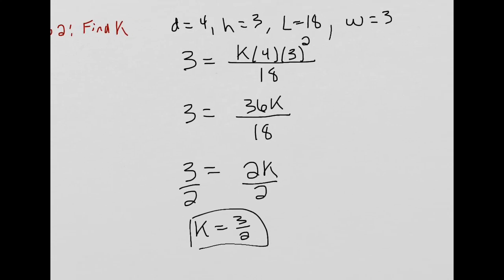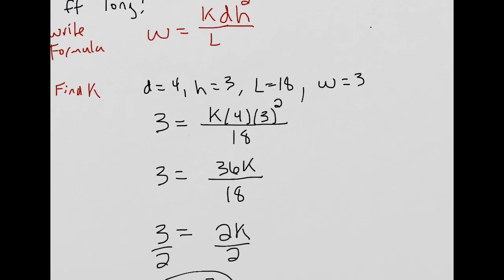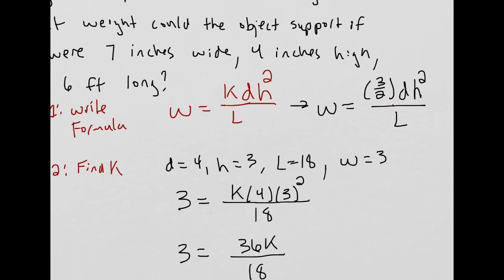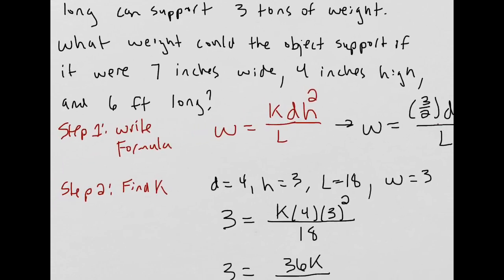Okay, what that means is if I go back and look at my formula now, it is really W equals 3 over 2, that's my K value, times DH squared all over L. Okay, so now let's go back and read what they want us to do with that information.